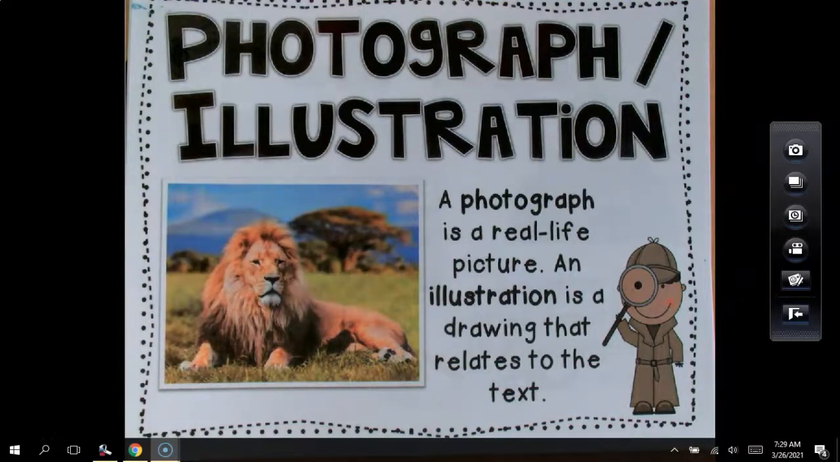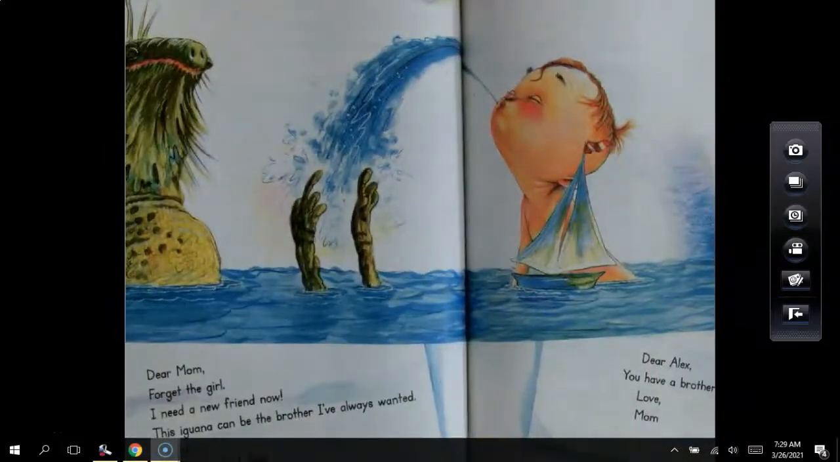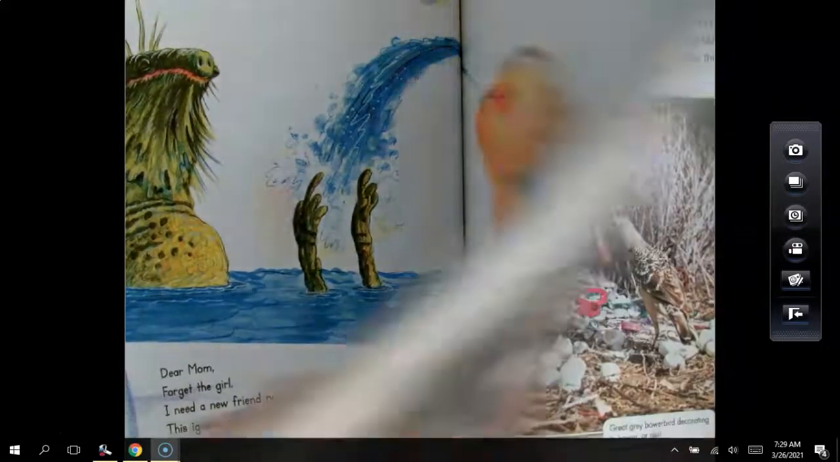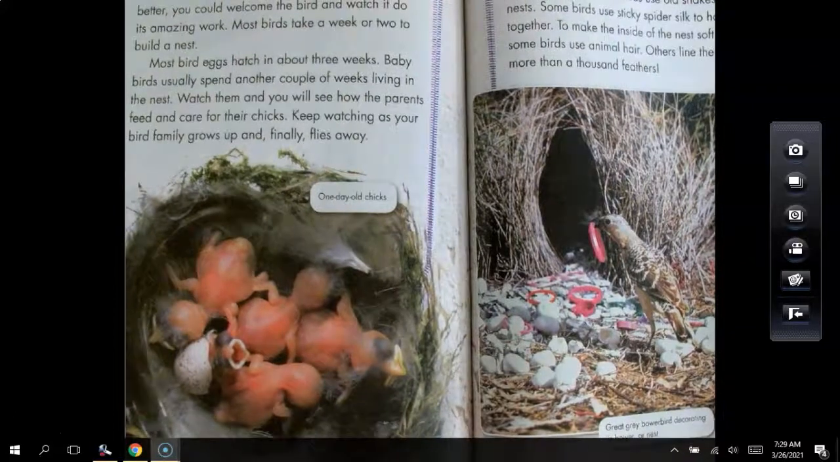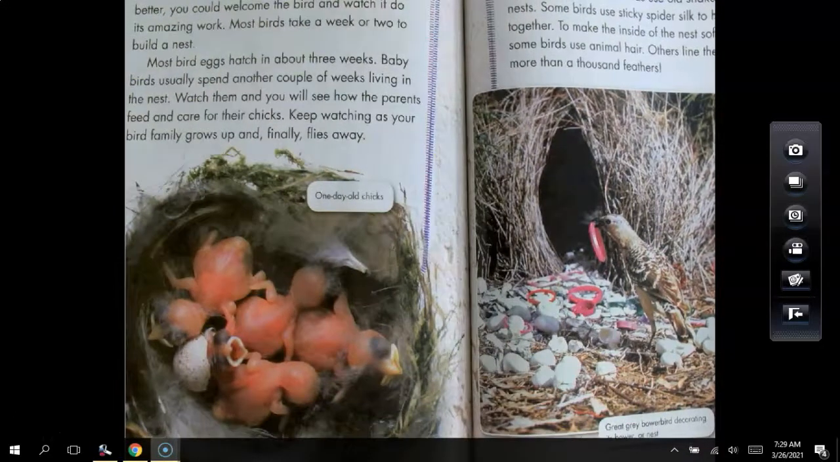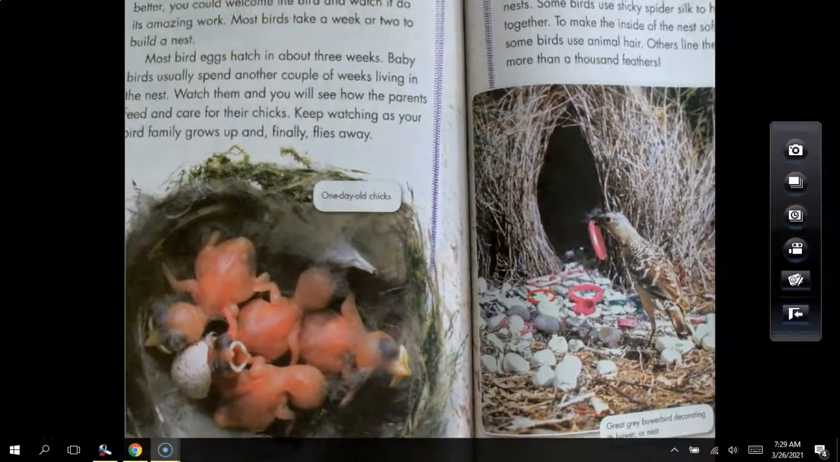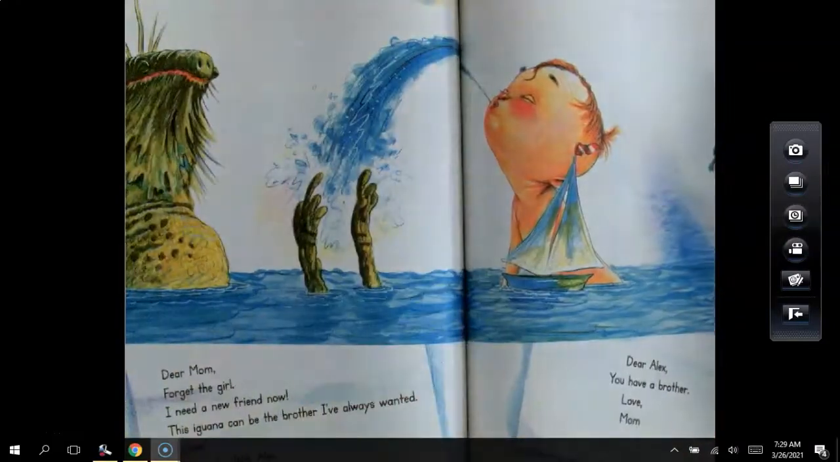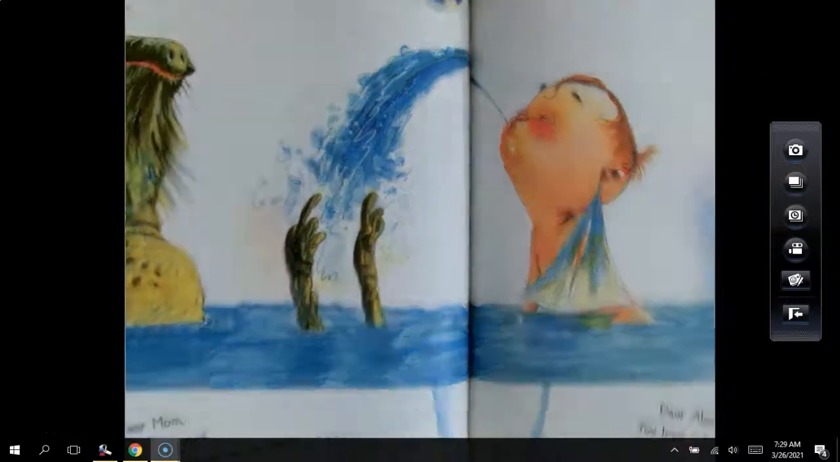So for instance, this would be an illustration, okay? This would be an illustration. This would be a photograph because it's a real life picture. So we have a photograph is a real life picture and an illustration is a drawing, okay? Is a drawing.